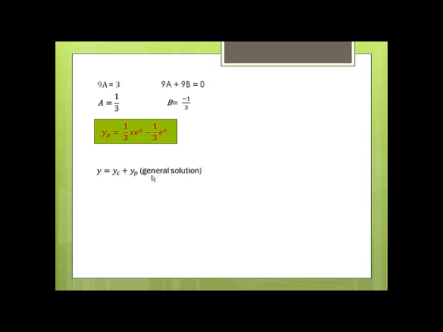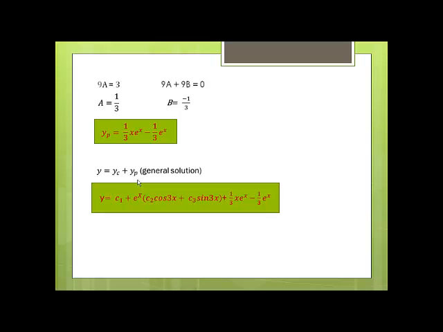So our general solution is y is equal to the complementary solution plus the particular solution. We have y is equal to c1 plus e to the x times c2 cos 3x plus c3 sin 3x plus 1/3 x e raised to the power of x minus 1/3 e raised to the power of x.